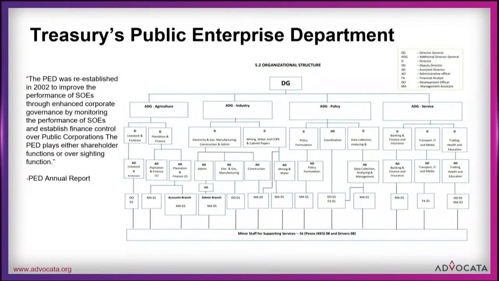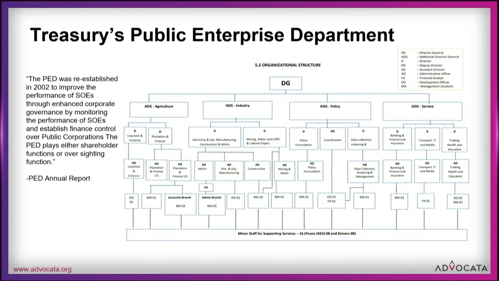Now, before I hand over to the panel, one thing I'd like to also briefly introduce is the Treasury's Public Enterprise Department, because this is the main body that provides oversight to SOEs in the country. So it performs a monitoring role and a coordination role. And as you can see, it's a fairly small department. You've got a director general, four additional director generals, and maybe two or three dozen officers underneath them. And this is the body that is providing oversight for all the SOEs in the country. And so far, it has not proved to be as effective as some of the other structures, which I'm sure some of the panelists will discuss.